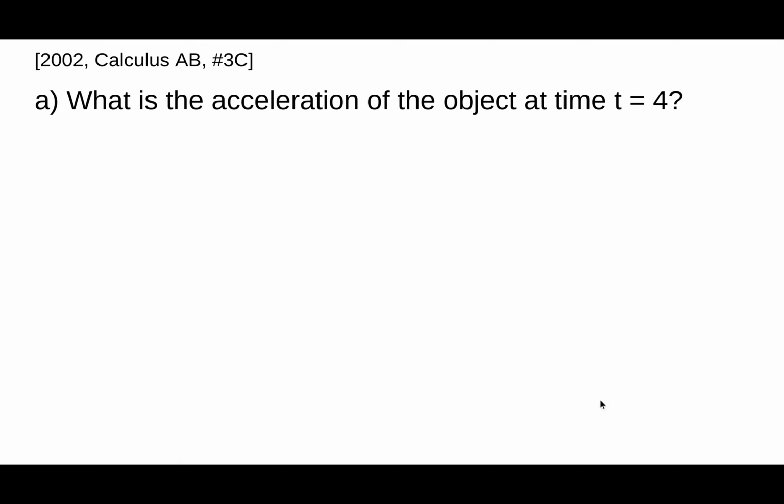This question is from the 2002 exam. It's question 3, and it is calculator active. In the question stem, we're given that an object is moving along the x-axis, and that at time t equals 0, the position of the object is at 2. And we are also given that for non-negative values of t, the velocity of the object is given by a trigonometric function.